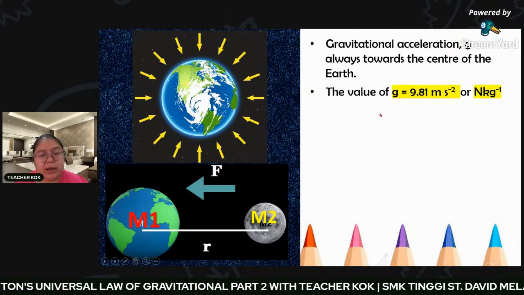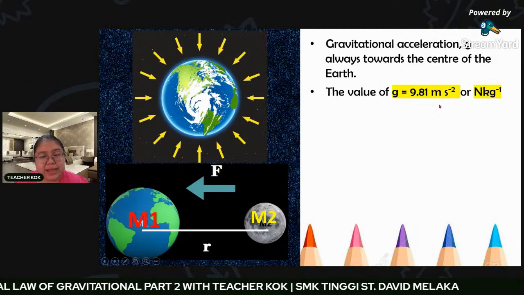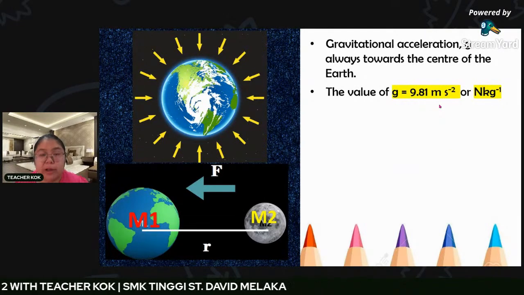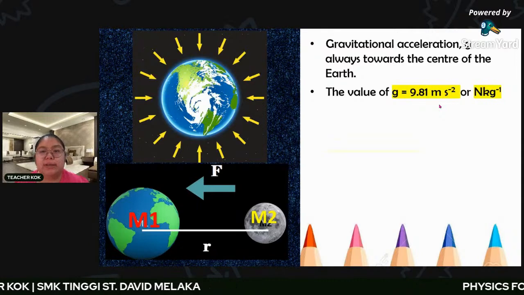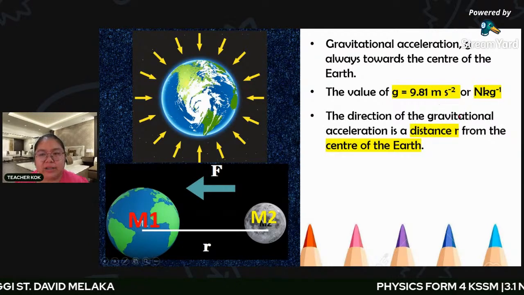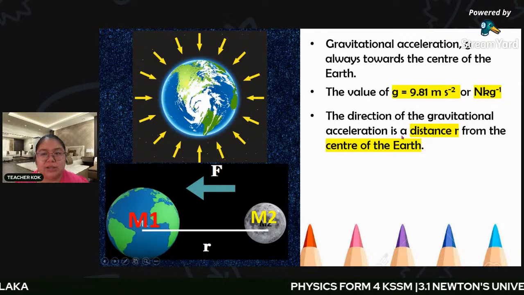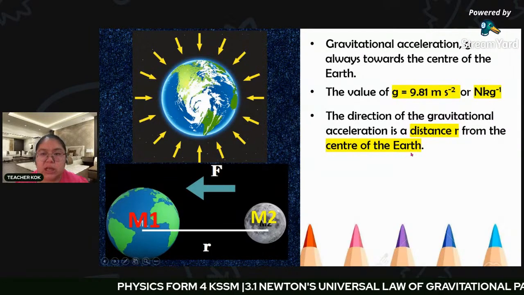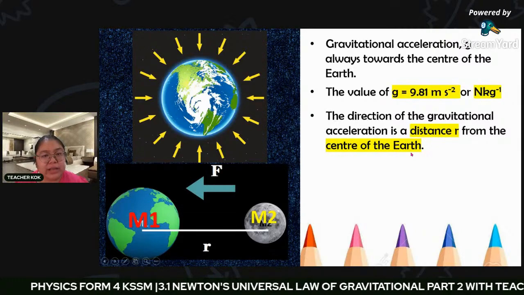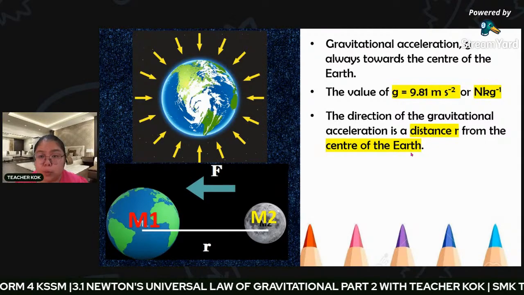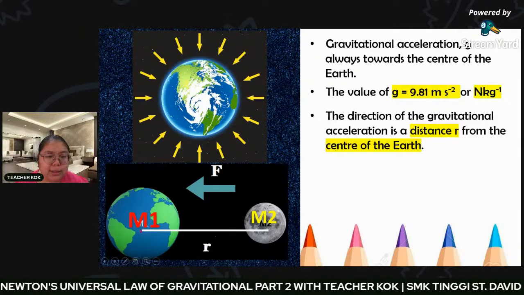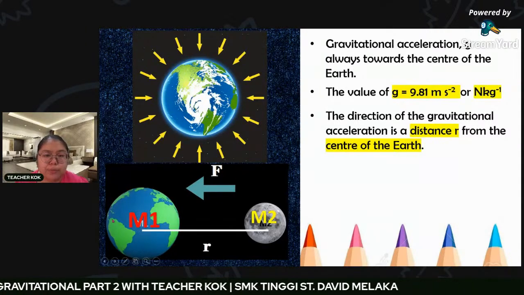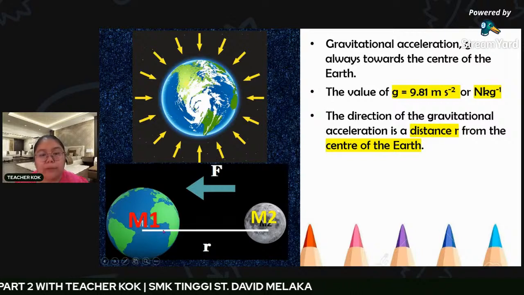The value of the earth's gravitational acceleration is 9.81. This is a constant value for the earth only. So the direction of the gravitational acceleration, there's a distance from the center of the earth. The gravitational acceleration will pull until the center. That means the direction of F will pull toward the center of the earth.